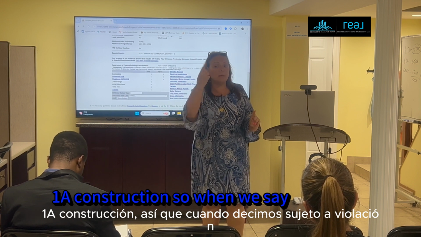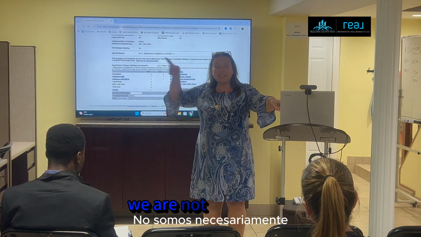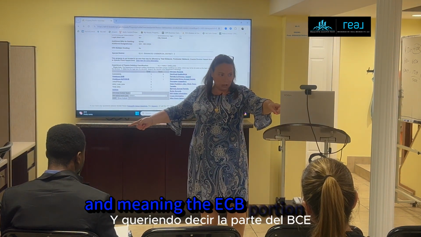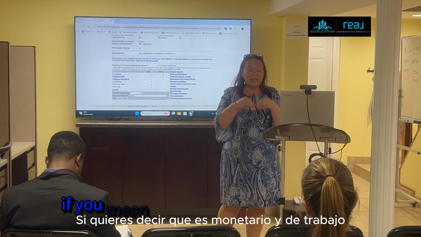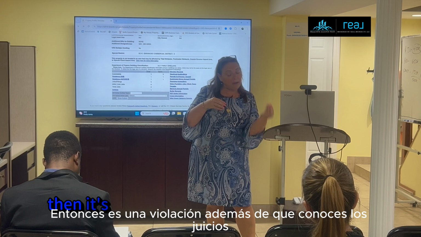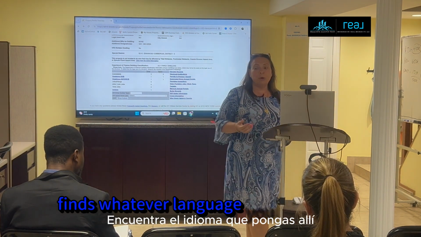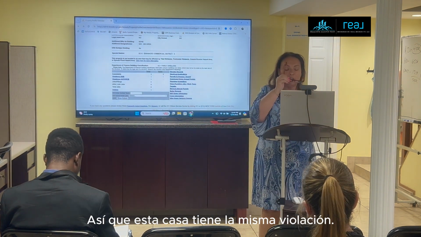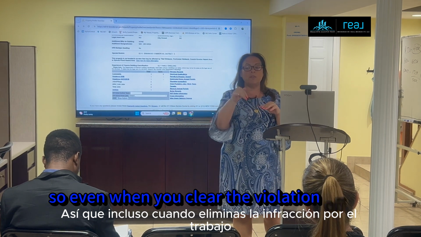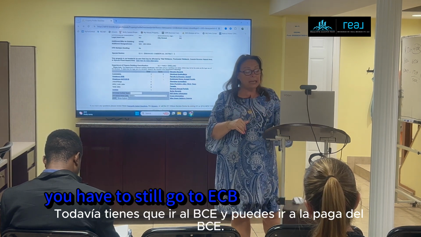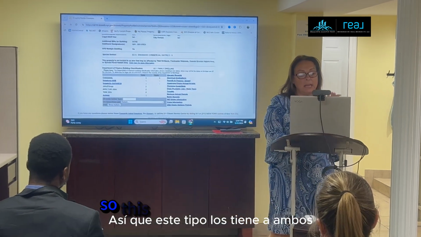So when we say subject to violation, we mean the labor, the DOB violation. We are not necessarily meaning the ECB portion of it. That's why it's very important that you speak it properly when you mean to speak it. If you mean that it's monetary and work, then it's violation plus judgments, liens, penalties, fines, whatever language you put in there, but it's got to be monetary, guys. So this house has the same violation, but it got hit in both departments. Even when you clear the violation off for the work, you still have to go to ECB. And you can go to ECB and pay, but you still have a DOB violation open. So this guy's got both of them.